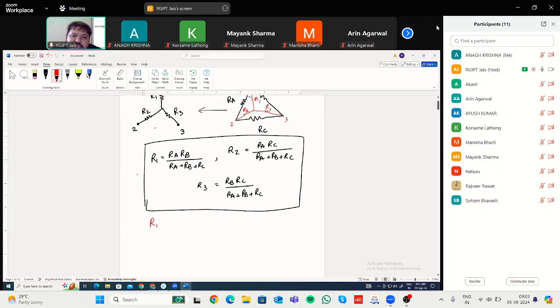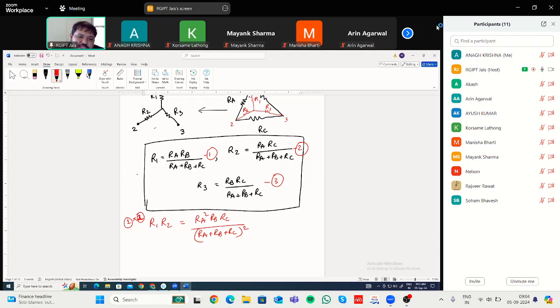Multiply. Let us say this is equation 1, this is equation 2, this is equation 3. First, we multiply equations 1 and 2. The left hand sides will multiply, and the right hand sides will multiply. So on the left hand side it will be R1 multiplied by R2, which should be equal to RA square RB RC in the numerator, and in the denominator RA plus RB plus RC whole square.